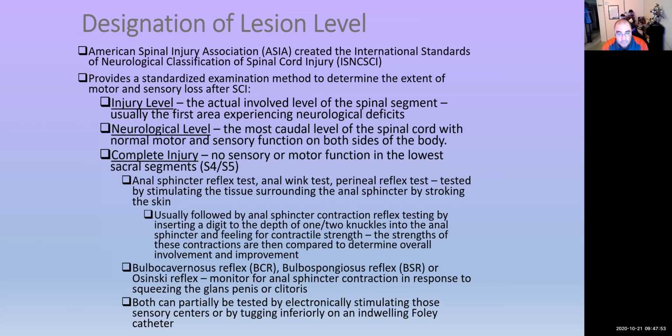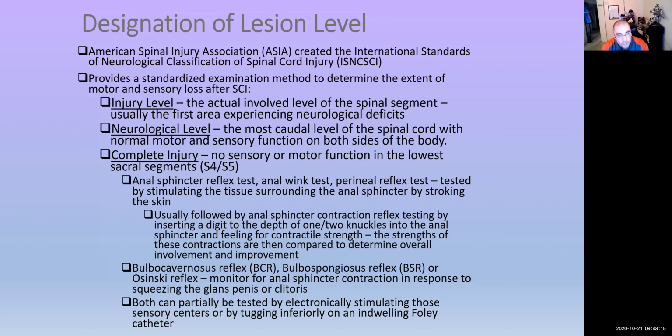So the only thing that usually freaks people out is, wait, 1 to 2 knuckles? Yes, 1 to 2 knuckles. And what you're testing for is, does it squeeze around your finger? And yes, you're going to wear gloves, and yes, you're going to use the appropriate lube and stuff like that. Get all that giggling out now, because the next one's worse.